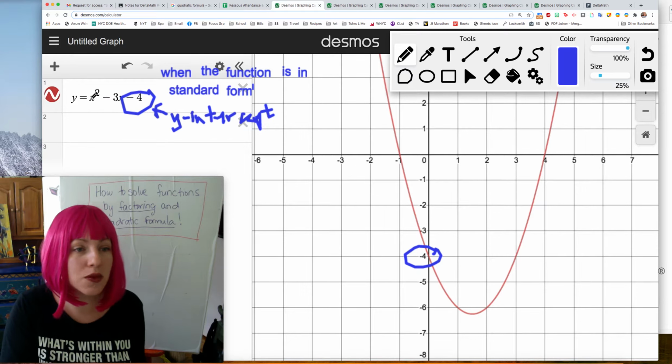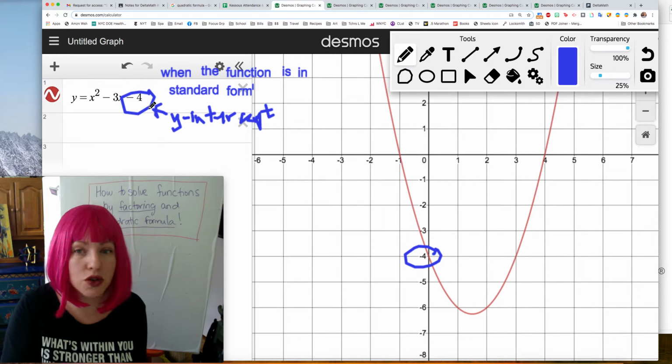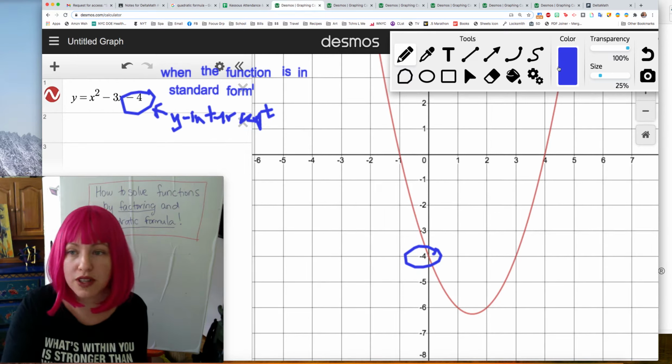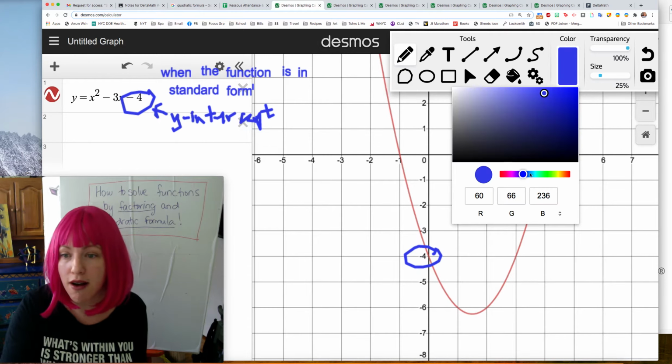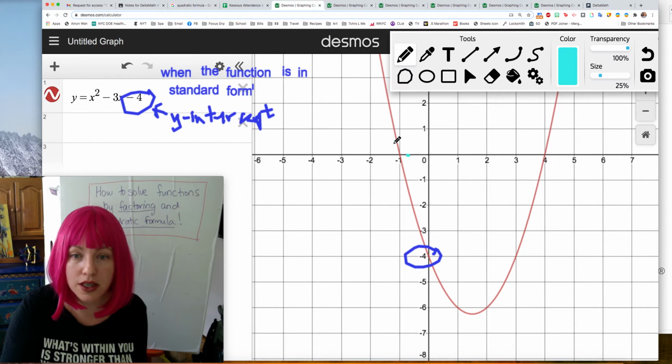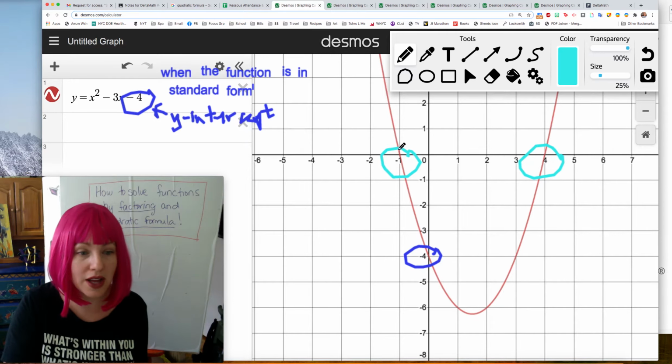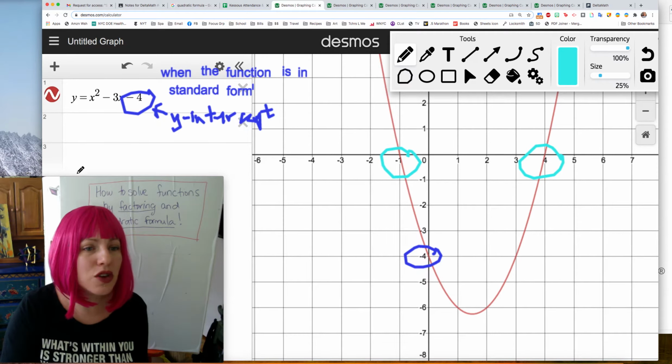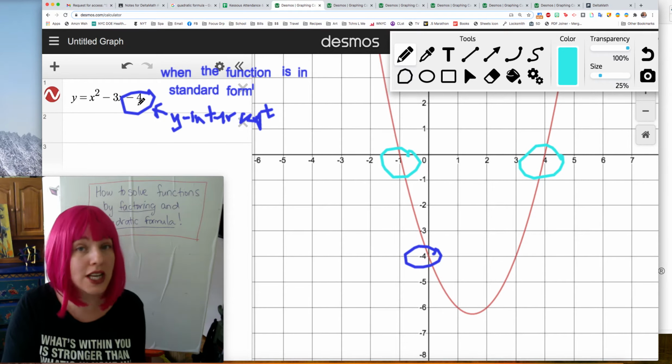The next thing we're going to identify is the roots. So you probably remember those from previous years, and the roots are where the graph crosses the x-axis. So here is one root, and here is the other root. They're really easy to see in the graph at -1 and 4. Now let's go over how we find it from the equation, because that's what you're going to be doing.